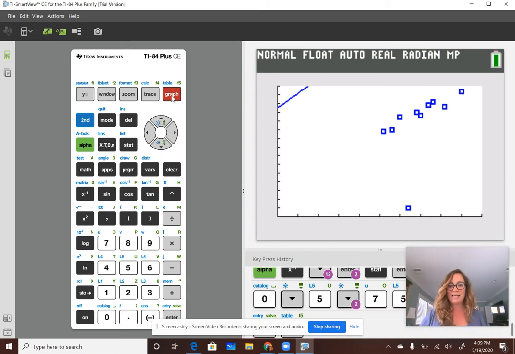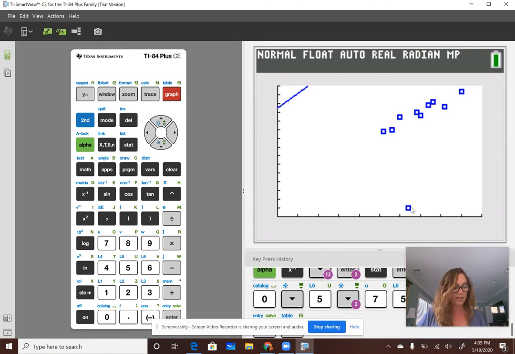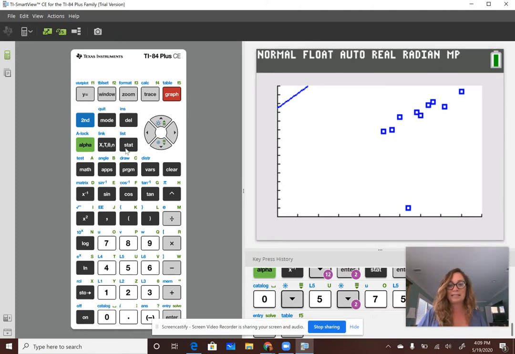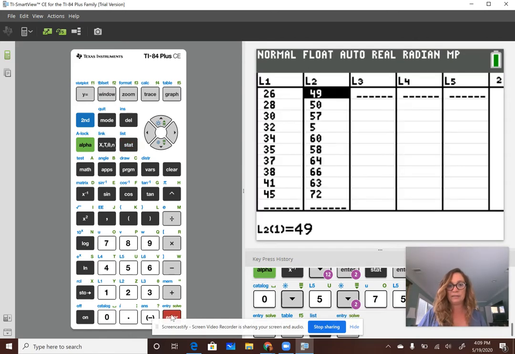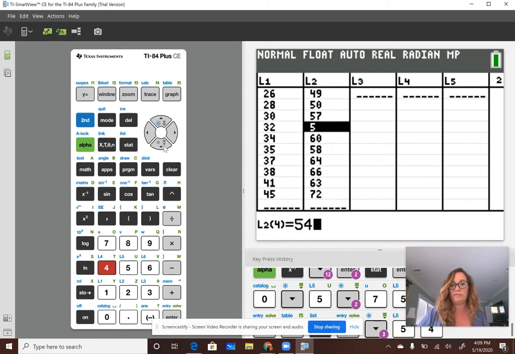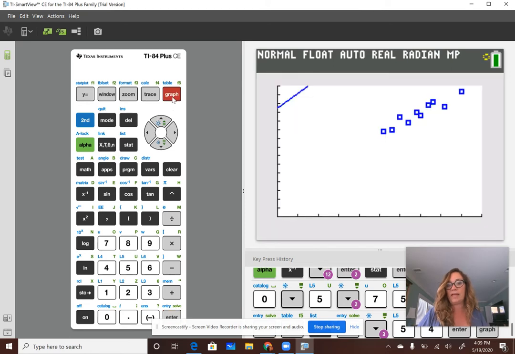I do have one data point that's really low down here, so I'm thinking I may have made a typo. So I'm going to go back to my list. Stat, enter. And yeah, see here I have a 5, which is not correct. So I'm going to fix that. And you can just type over that, and that should be 54. So now I'm going to hit graph, and you do see it.